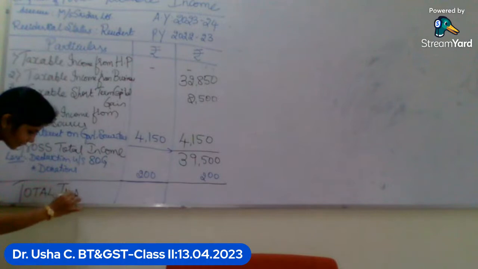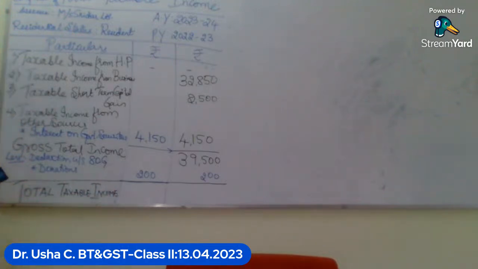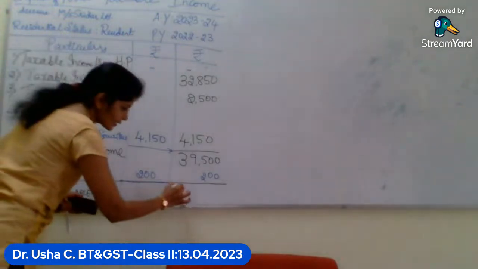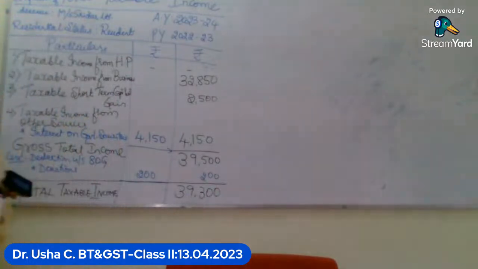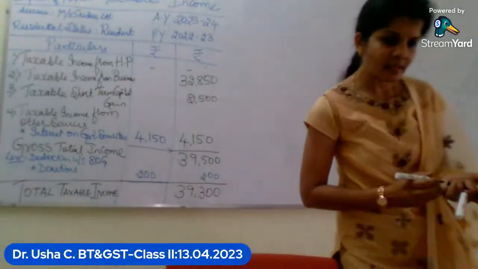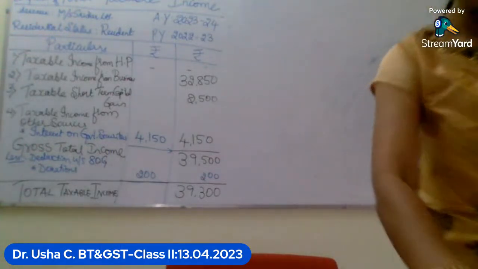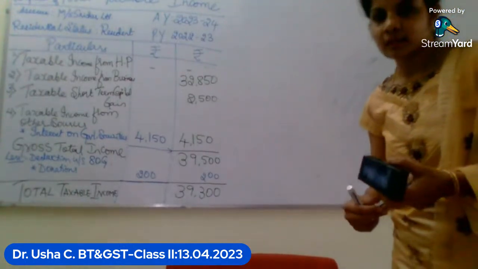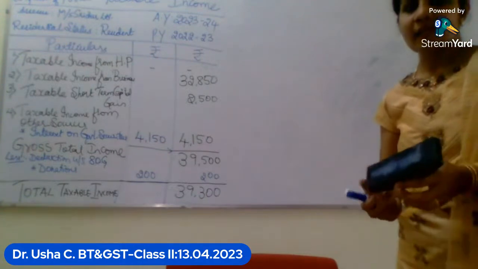Total taxable income. What is the total taxable income? It is 39,300. 39,300 is the total taxable income. Got it? Everyone understood? 39,300 is the total taxable income.